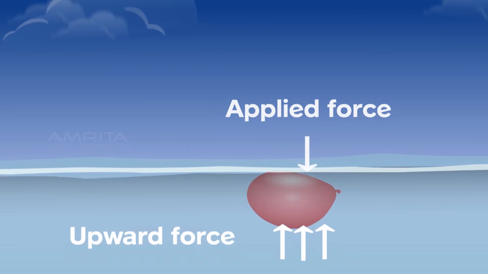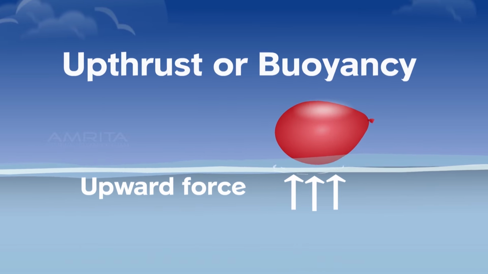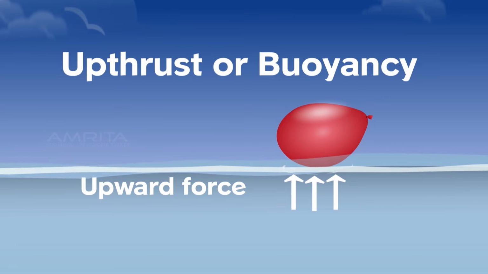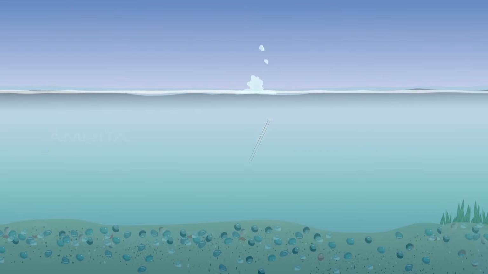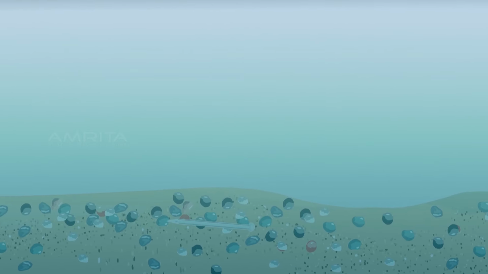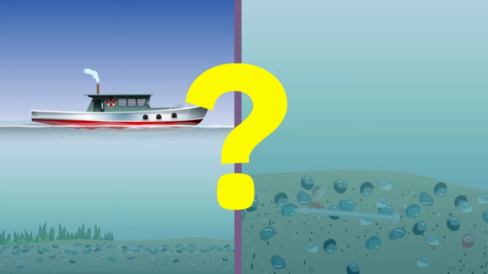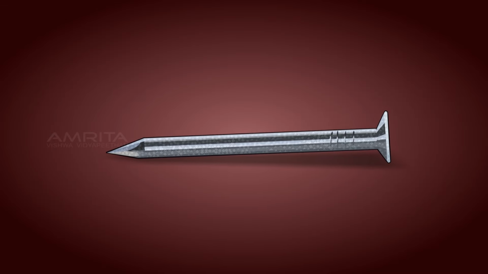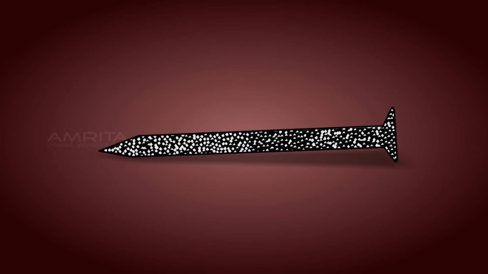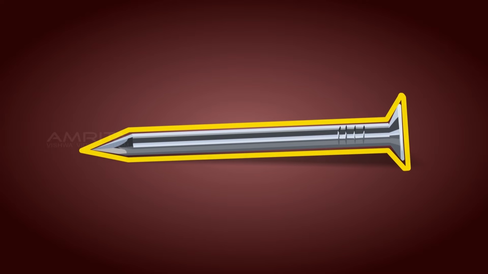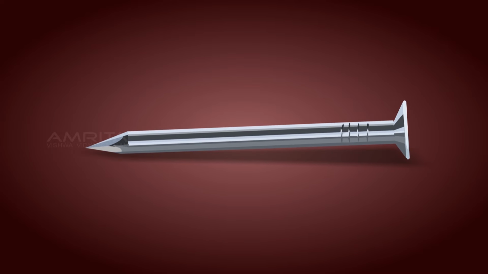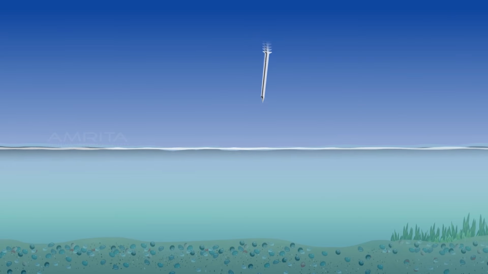This upward force exerted by water on the balloon is known as upthrust or buoyancy, and the upward force is called the buoyant force. Have you ever wondered why an iron nail sinks while a huge iron ship floats on water? Let's see. The iron nail sinks as it is solid and compact with less volume in water, and its density is greater than water. Thus, the upthrust exerted by water on the nail is less than the weight of the nail. This causes it to sink.